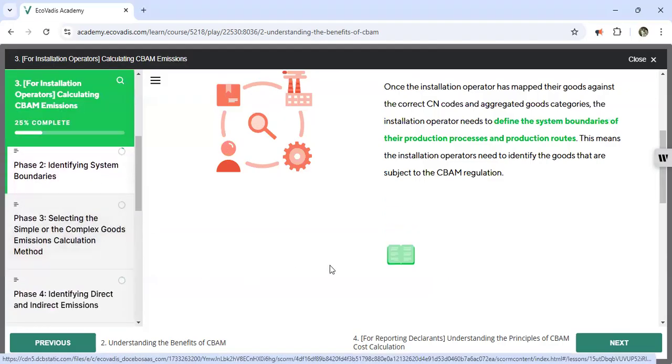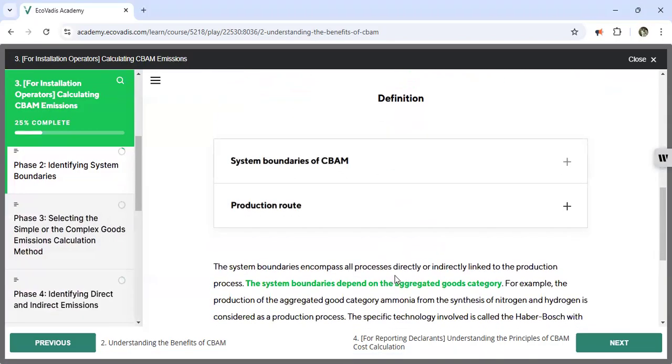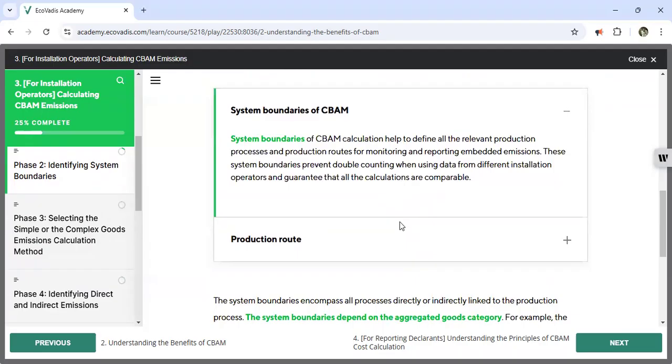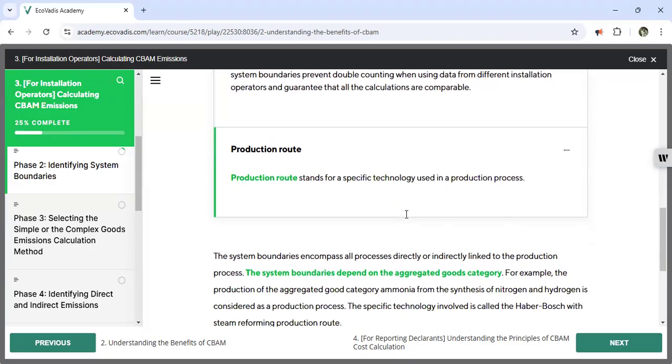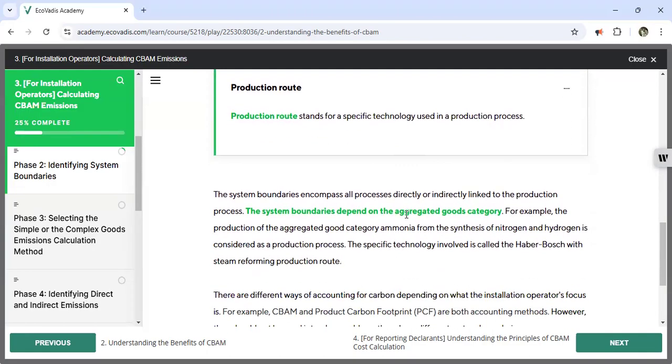Definition: system boundaries of CBAM. System boundaries of CBAM calculation help to define all the relevant production processes and production routes for monitoring and reporting embedded emissions. These system boundaries prevent double counting when using data from different installation operators and guarantee that all the calculations are comparable. Production route. Production route stands for a specific technology used in a production process. The system boundaries encompass all processes directly or indirectly linked to the production process.